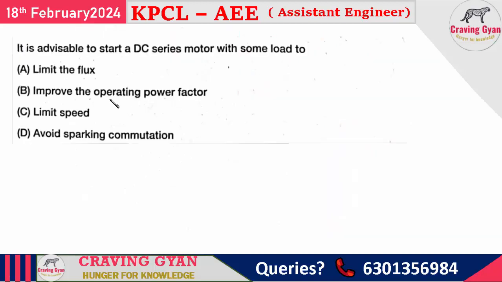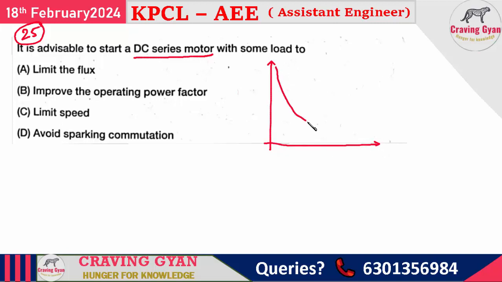Last question. In the last question, what they have given is, it is advisable to start a DC series motor with some load. Suppose you start it without load, then it will achieve infinite speed. At no load, if you are starting, it will be catching infinite speed. Nothing but mechanical wear and tear will be there. That's it. So it is to limit the speed and in order to protect the circuit. The corresponding option that is going to follow is option C is correct.